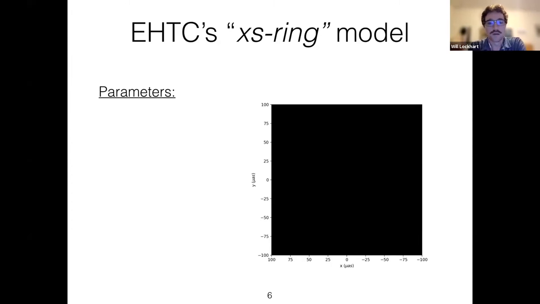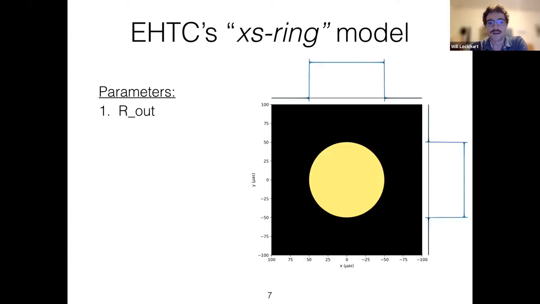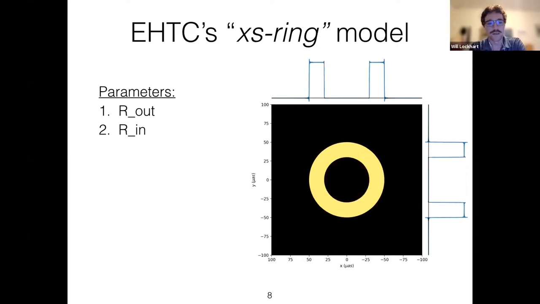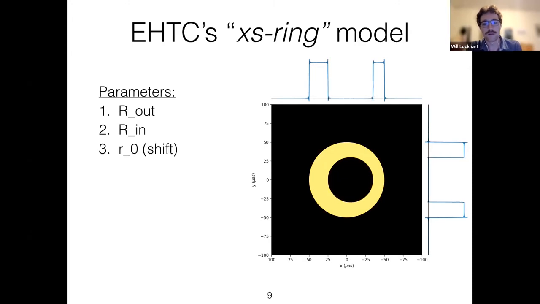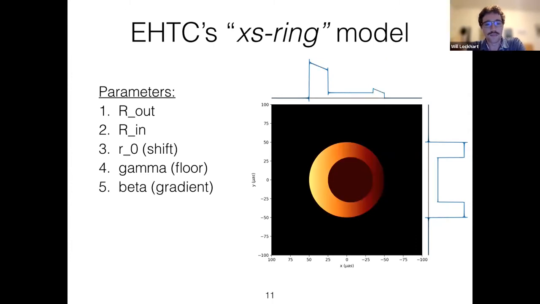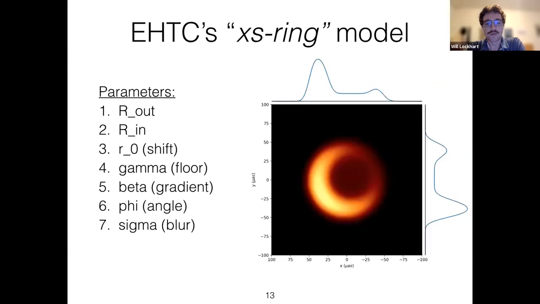The EHT model is built in the following way. First we take a uniform disk of brightness, and you can see those cross sections on the top and to the right. That has a variable size. We cut out a smaller disk, which again can vary. There's an overall shift, so you can shift where you make that cutout. The central brightness depression can have a floor, so we're not automatically assuming that this is ring-like. The center is allowed to be just as bright as the rest. And then we'll find that, of course, it does prefer a ring-like shape. Then there's a gradient and a rotation, and finally a blur. And so this is the 7-parameter excess ring model.